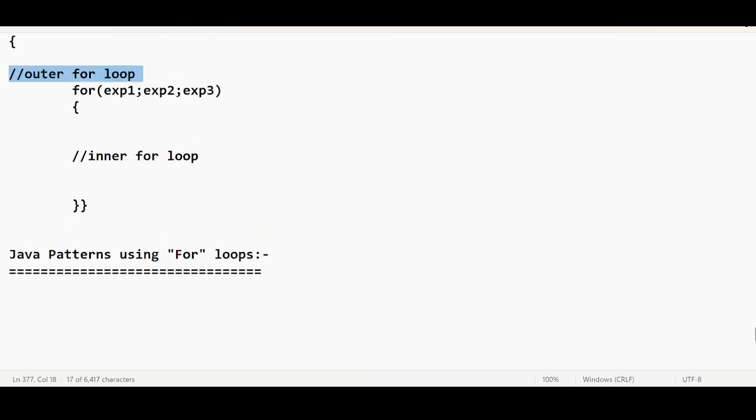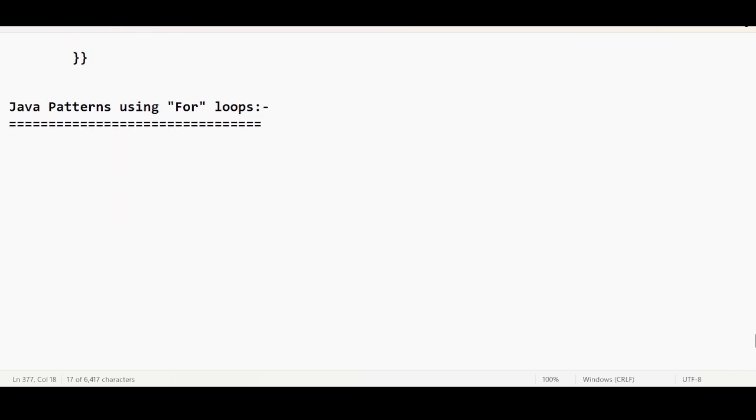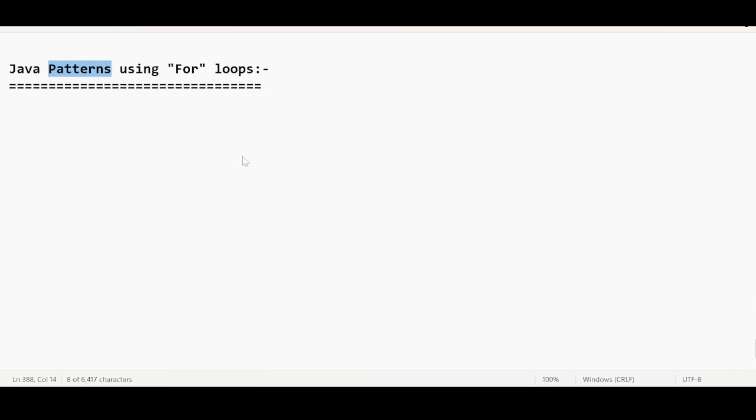So to understand it much better, I will introduce the Java patterns concept, so that with these patterns you will be more comfortable in understanding nested for loops. When I say patterns, the Java patterns are classified into three types. Okay, so what are the patterns actually?